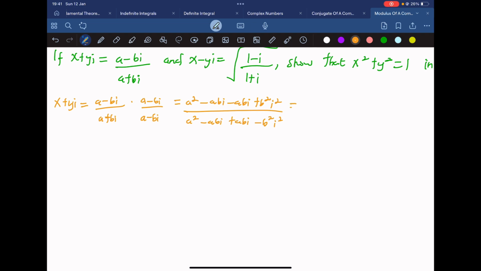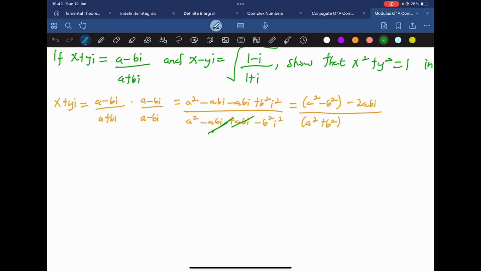So this was just simplified. So now b squared i squared is just minus b squared. So if we are to group the real terms, we're going to have a squared minus b squared. Then if we add this and this, we have minus 2abi. In the denominator, minus b squared i squared simplifies to positive b squared. So we have a squared plus b squared. Then clearly you can see that these two terms cancel out. So we just have this left.